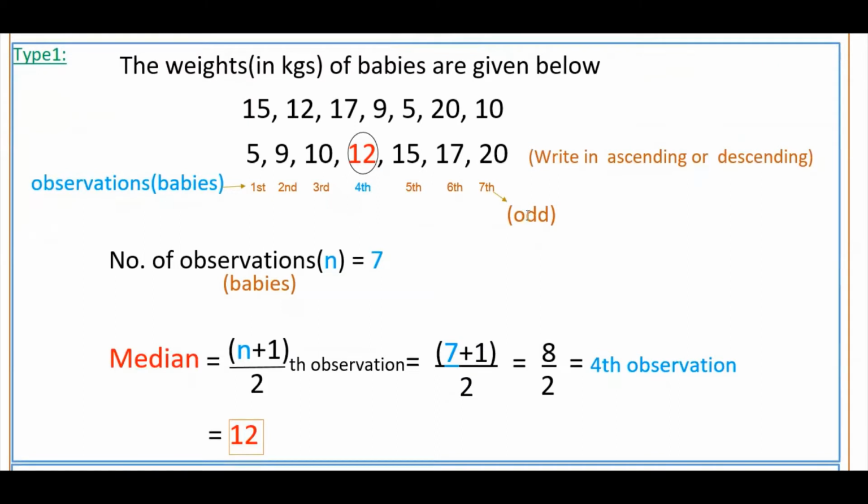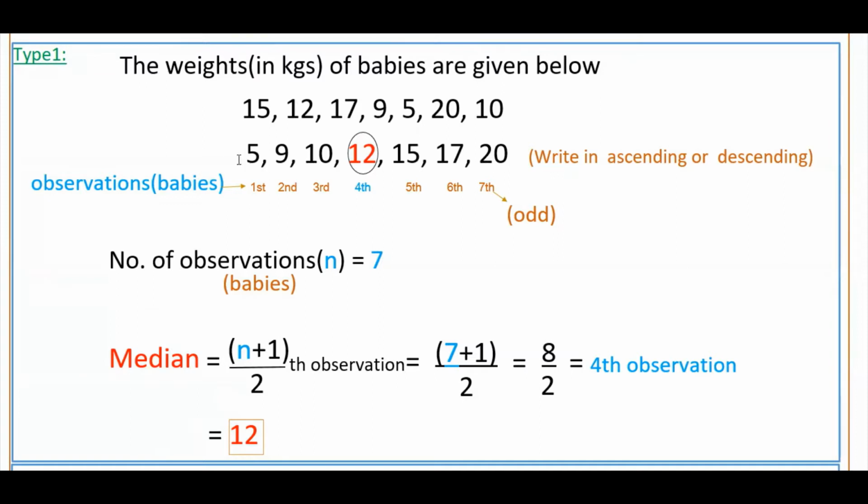So here 7 is an odd number. We can calculate median by using this formula, n plus 1 by 2 observation. So here n is 7. So 7 plus 1 by 2, that is 8 by 2, that is equal to 4th observation. So here median is the 4th observation value. You can see here, this is the 4th observation. So the value of this 4th observation is 12 kgs. So here median is 12 kgs.